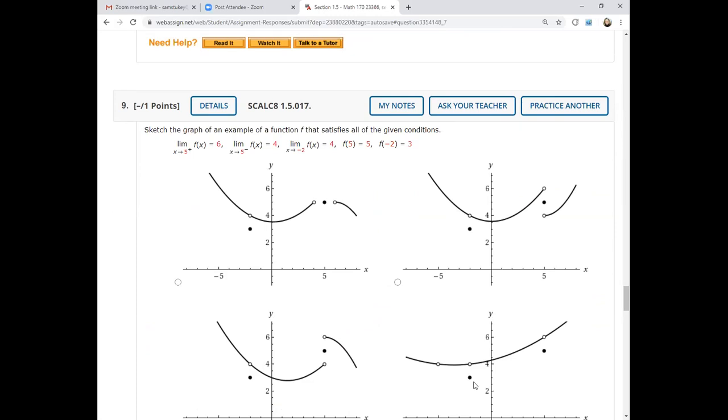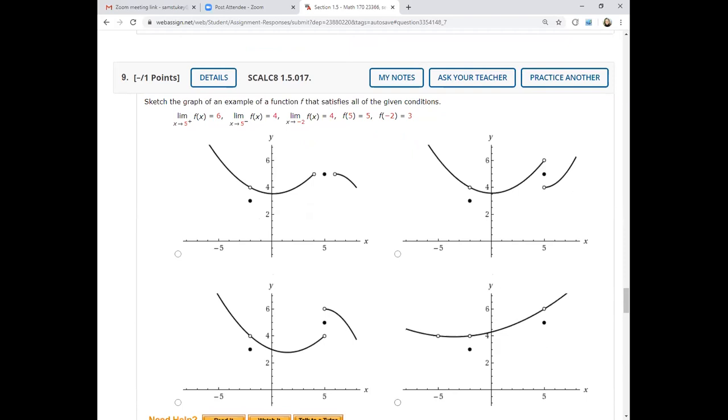F of 5 is equal to 5. So we're looking at the point (5, 5). Okay? So the top left has the point (5, 5). The top right, I think they actually all do. All of them have that. And they all have that (-2, 3) also. So this time they all have that, so no process of elimination here.